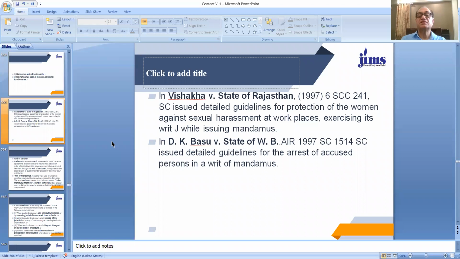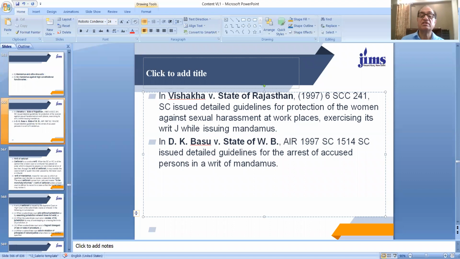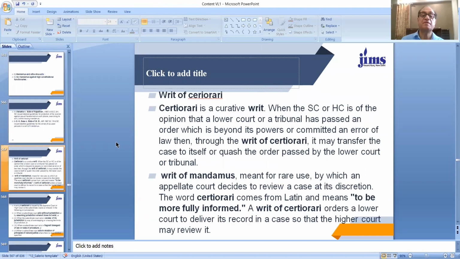Again, the two cases: Vishakha versus State of Rajasthan, which I have just referred to, where the Supreme Court issued detailed guidelines for protection of women against sexual harassment at workplaces, exercising its writ jurisdiction while issuing a mandamus writ. A similar example is D.K. Basu versus the State of West Bengal, where the Supreme Court gave detailed guidelines for the arrest of accused persons in a writ of mandamus.